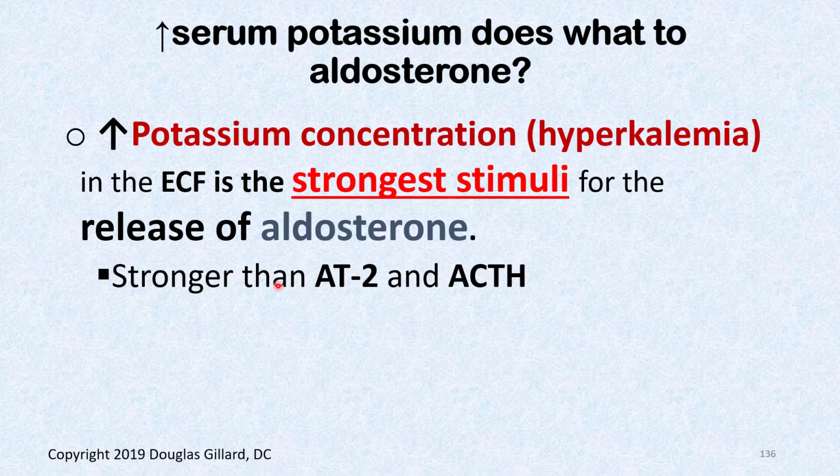Increased serum potassium, what does it do to aldosterone? Well, increased potassium concentration or hyperkalemia, as I just said, that is the strongest stimulator for the release of aldosterone. And the glomerulosa cells have receptors for potassium ion. It's a stronger stimulator than angiotensin II and stronger than ACTH.